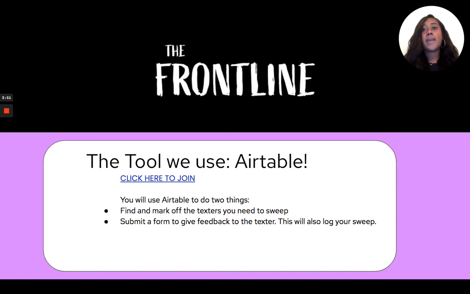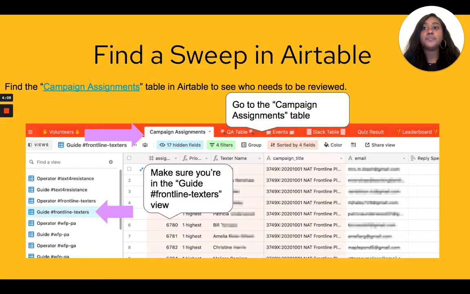Let's go over our main tool, Airtable. If you haven't used it before, it can seem a bit daunting, but it's basically a fancy version of Excel. You'll only be using it in two ways: finding and marking off texters that you sweep, and filling out a simple form to give feedback. You want to go ahead and access the campaign assignments table in Airtable. This is linked in the sweeping guide for easy access. You shouldn't need to do anything but click that link.